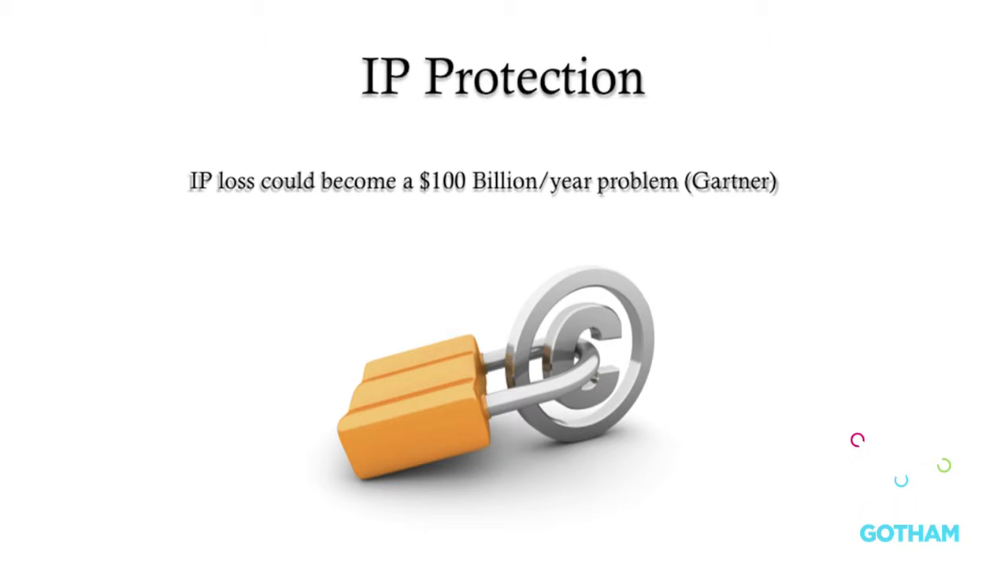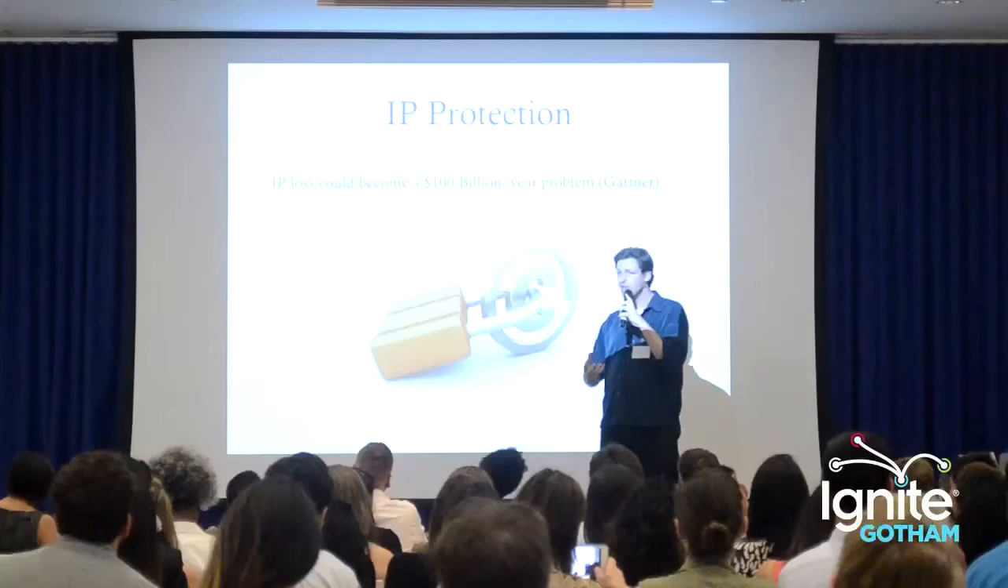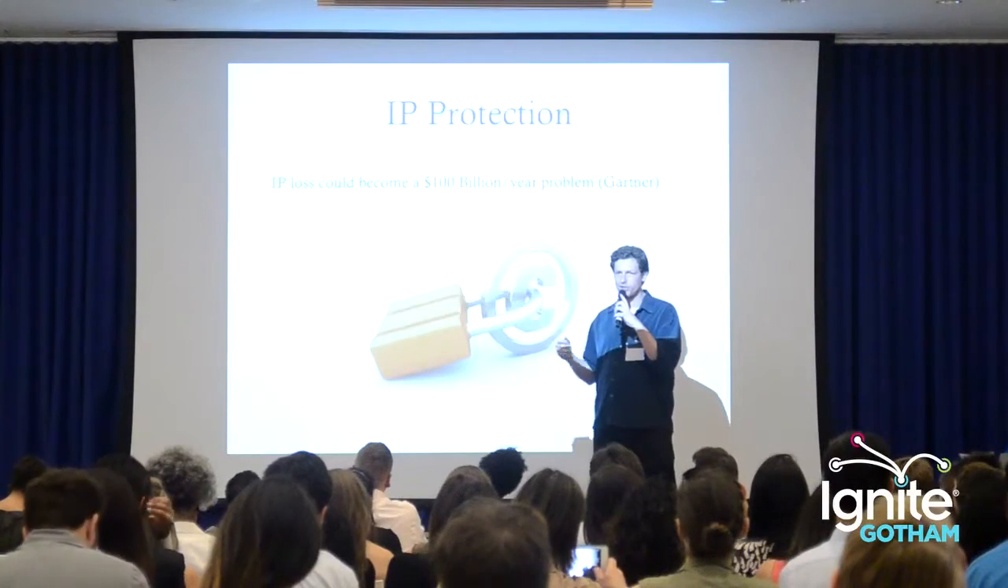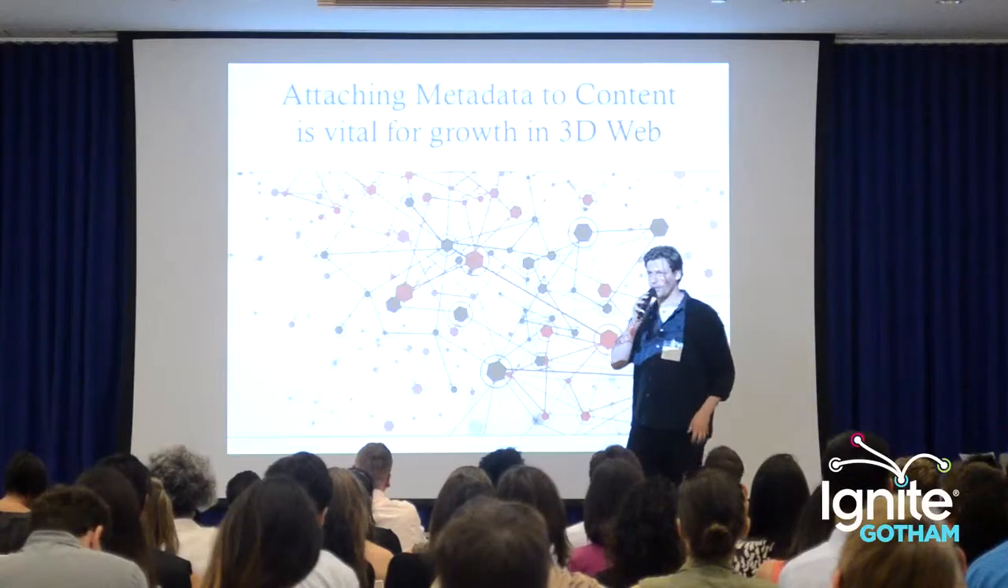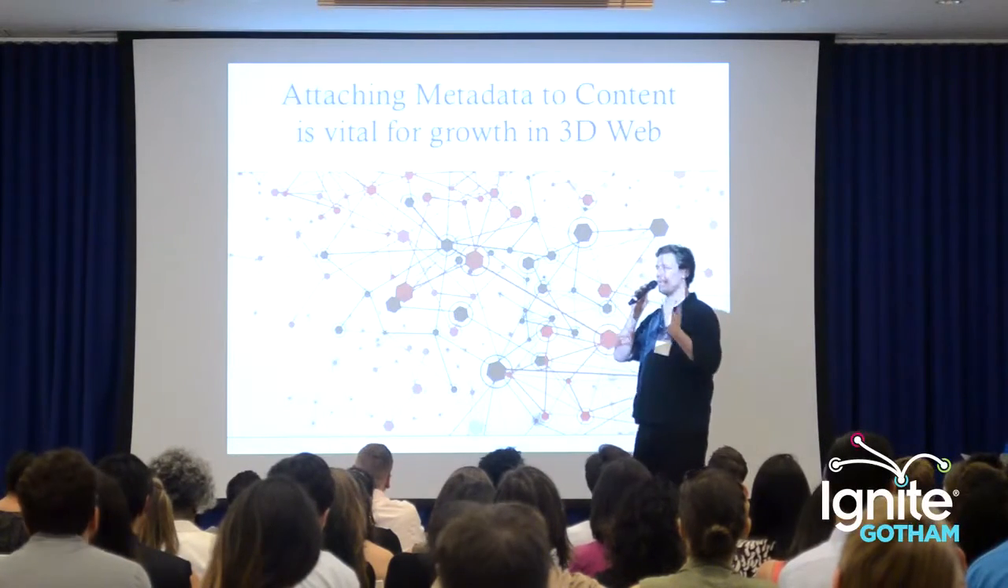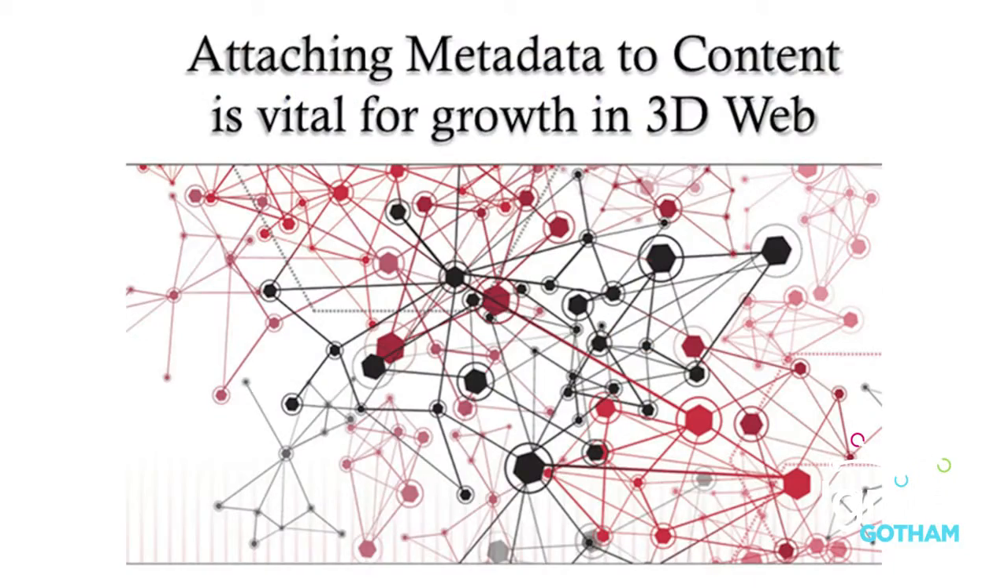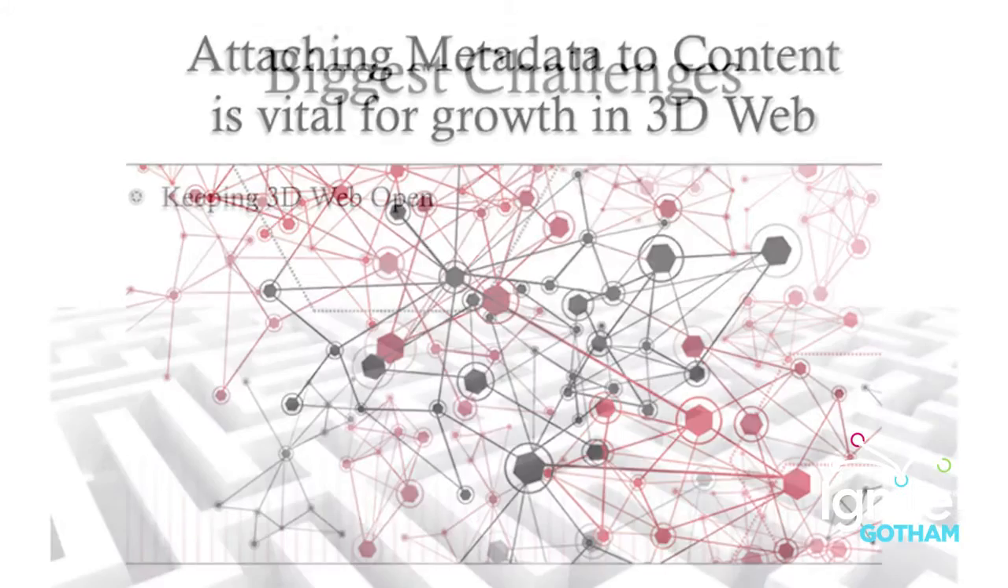And here's the big problem. How do you protect content? Well, if I can search for it by the content, the shape itself, it's really hard for people to rename the title and just share it or resell it as something else. And attaching the information behind the content allows for growth in the 3D web. It makes it easier for people to at least be okay with sharing content.